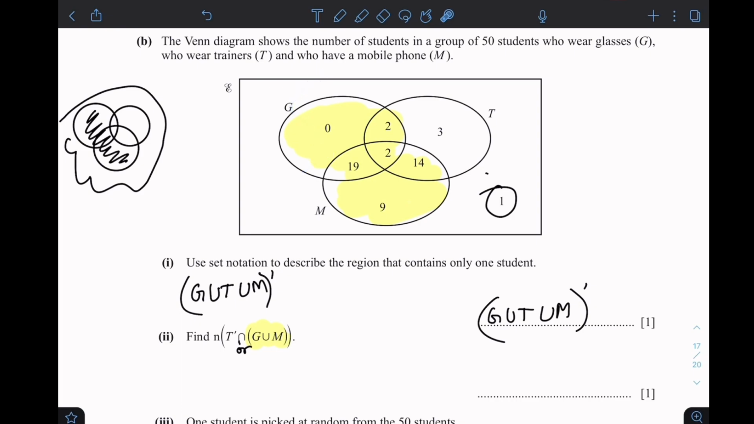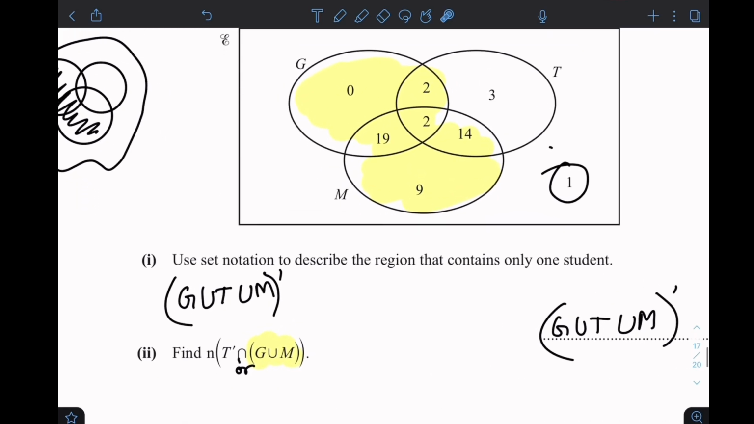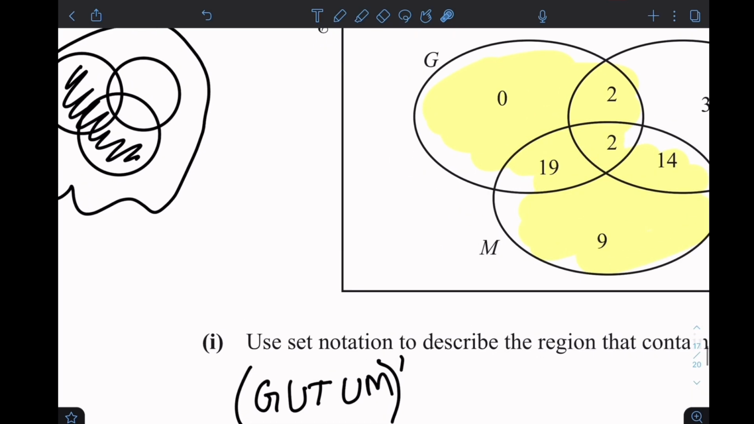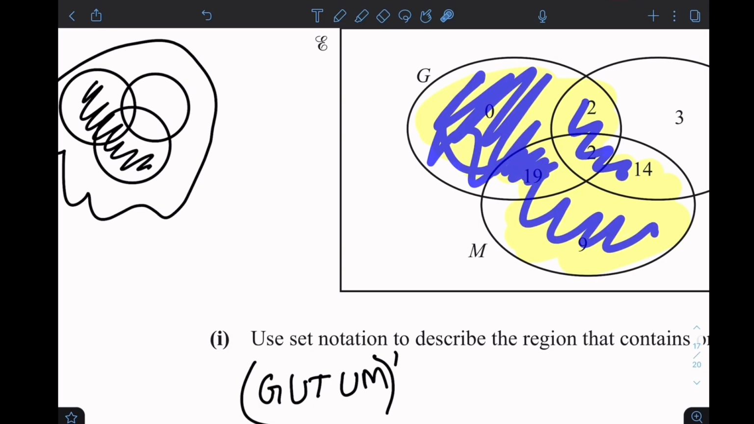This is G union M, and this is T inverse of T, right? So what you can do, you have to figure out which is common in them. You have to figure out regions which are common in them. As you can see, this region is common, this region is also common, and this region is also common. These three are not common.